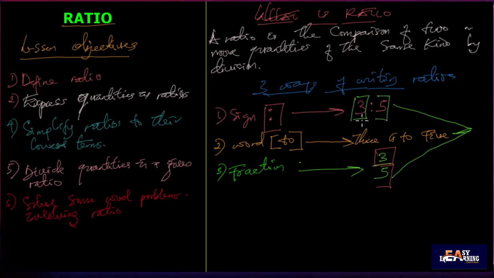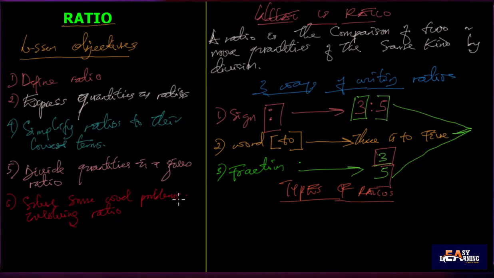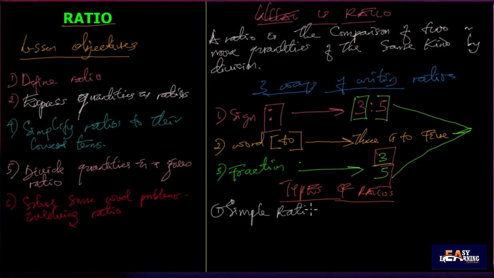It's not necessarily that it must be in 2 parts. So we have types of ratio. Okay, so we have types of ratios. We have what we call the simple ratio. That's the first one. The second one is what we call the compound ratio. Okay, simple ratio, the compound ratio.